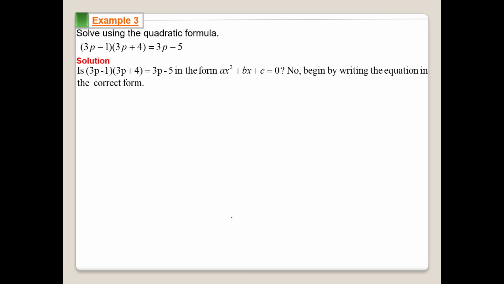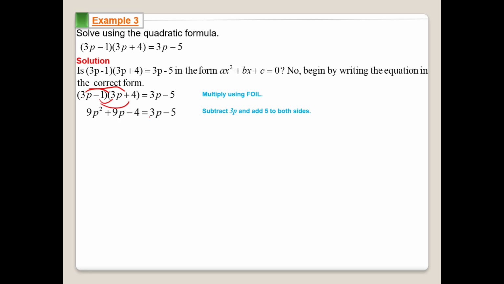So is this one set up in that form? No, so we've got to write it in the correct form. We take the equation and multiply using FOIL. We take 3p times 3p, 3p times 4, negative 1 times 3p, and then negative 1 times 4. So we should get 9p squared, and then 12p minus 3p, which is 9p, and then negative 1 times positive 4 is negative 4, equals 3p minus 5. So now we can subtract 3p and add 5 to both sides.